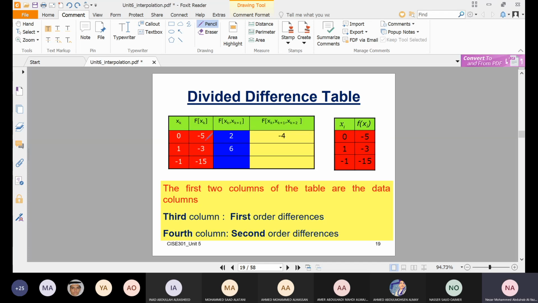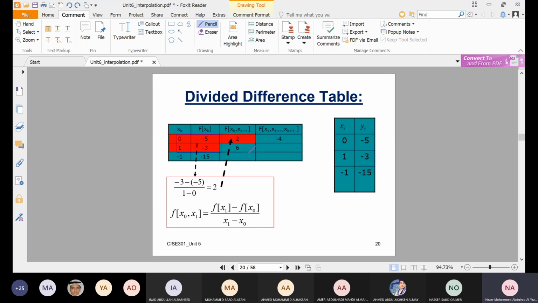So the first 2 columns in red are not only just the data that you have in the table. This is the table that you have, and we'll put it in this form. So these are the x's and these are the y's, or f of x. The third column here represents the first order difference, or the finite divided difference. The fourth one, the second order difference. The fifth will be the third order, like this one.